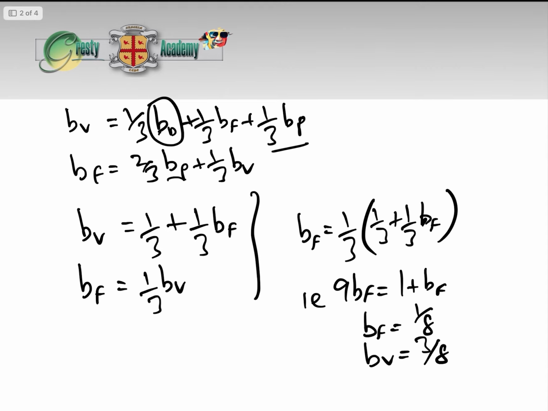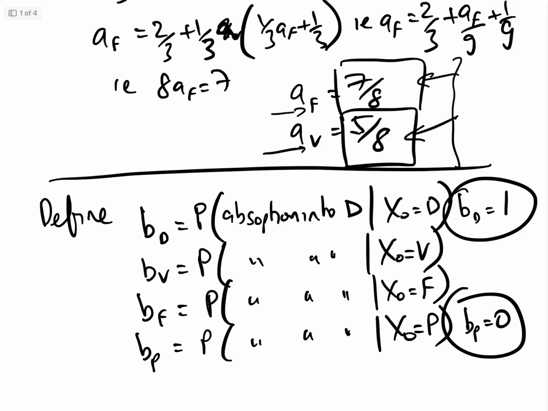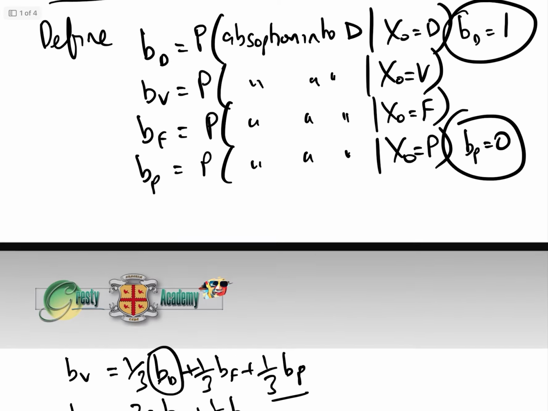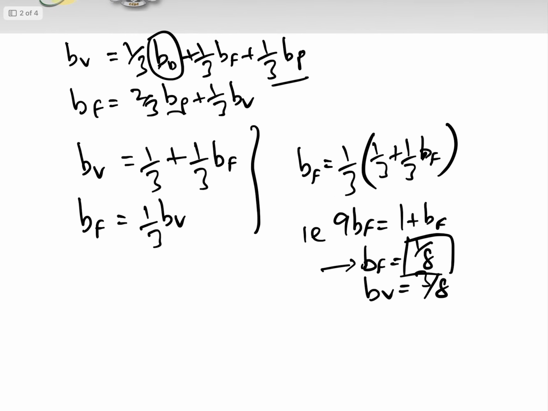Okay, so basically BF, the probability of him being eaten by the dragon given that he starts in the forest, is 1/8, and we've already worked out AF, the probability of him saving the princess given that he starts in the forest, and we note that 7/8 plus 1/8 is 1, and ditto AV, the probability of him saving the princess given that he started at the volcano, was 5/8, so BV, which is the probability of him being eaten by the dragon given that he starts at the volcano, is 3/8. They must add up to 1.